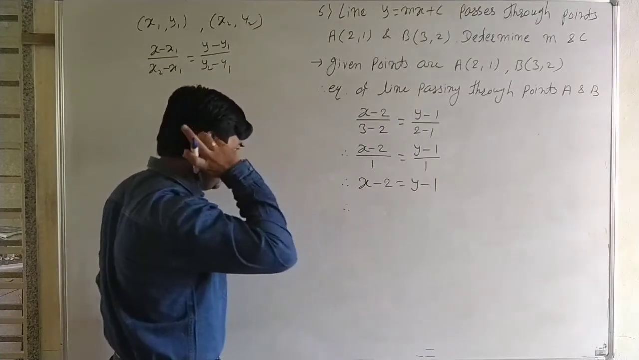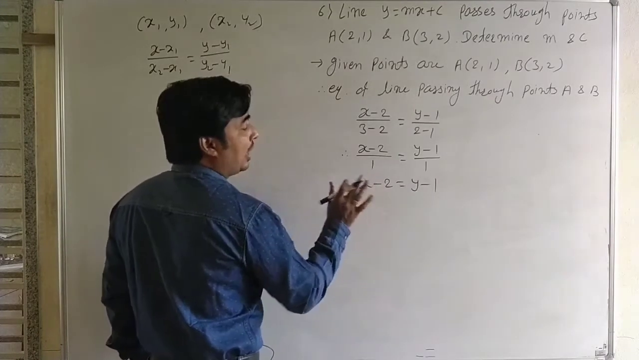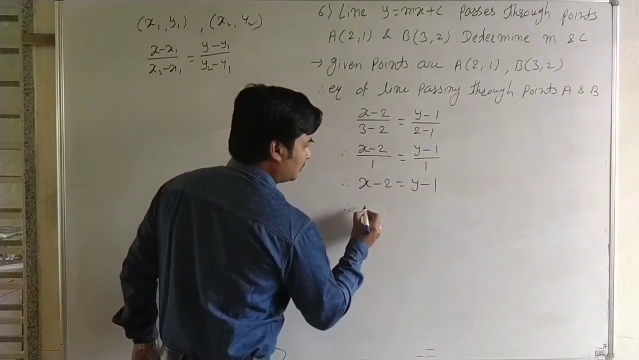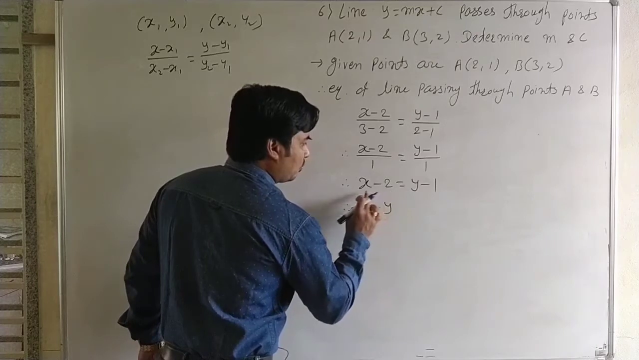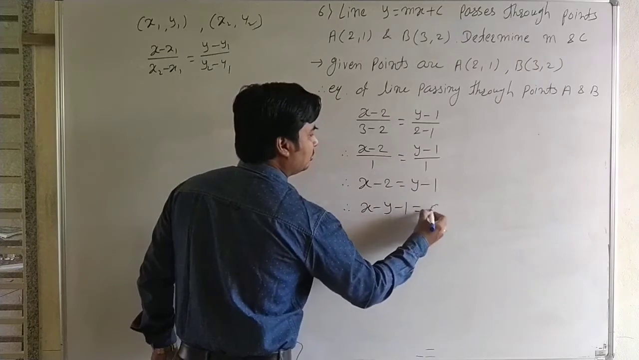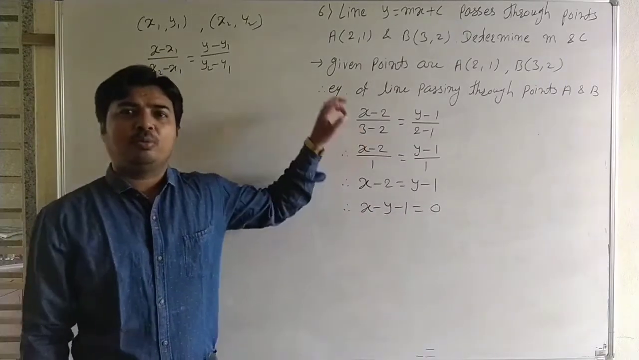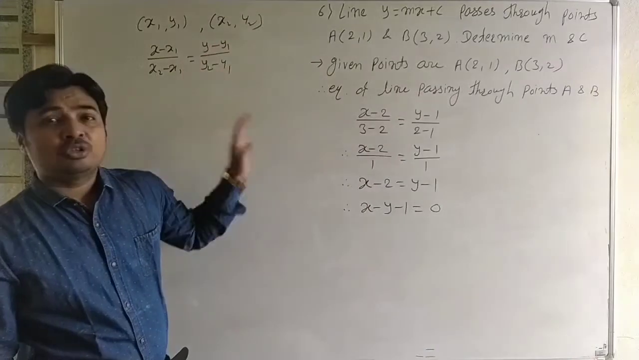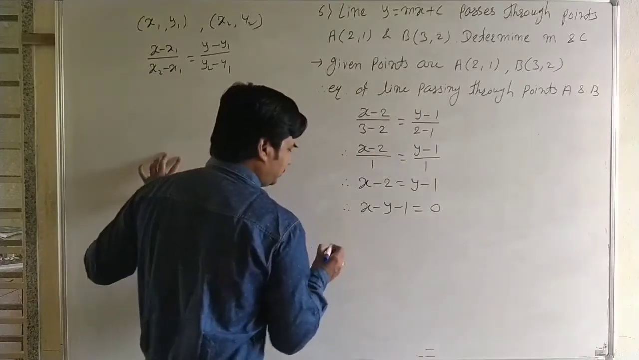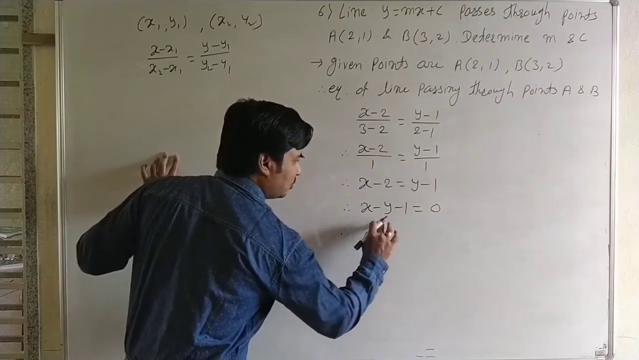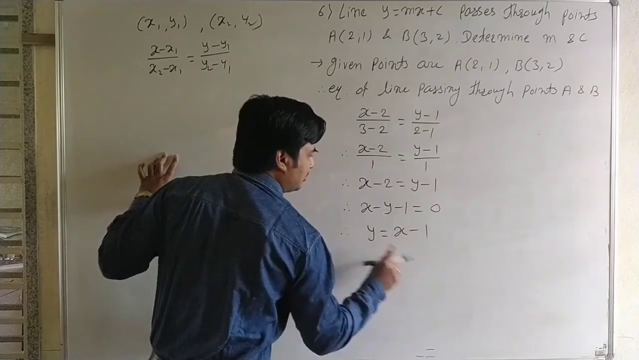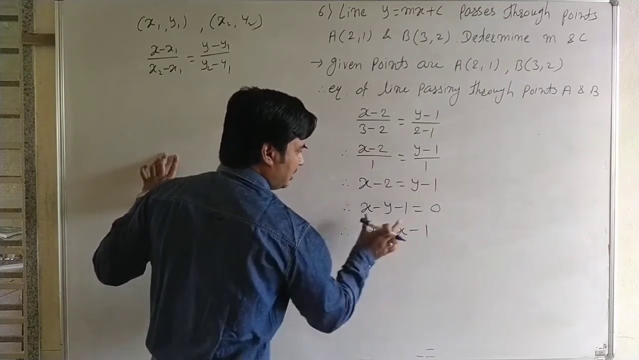Here we can write this equation in y-intercept form. First we write the general form, a straight calculation. It is x minus y, and here this minus 1 becomes plus, therefore it is x minus y minus 1 is equal to 0. It is the equation of line passing through 2 points, but we want the equation of line in y-intercept form. Therefore this can be written as, taking y to this side, y is equal to x minus 1.